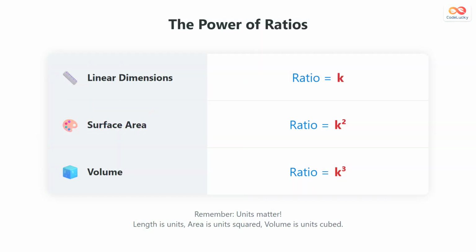Let us recap the 3 relationships. Linear dimensions like height or perimeter follow the ratio k. Area, which is 2-dimensional, follows the ratio k squared. Volume, which is 3-dimensional, follows the ratio k cubed. Remembering these powers, 1, 2, and 3, will help you solve almost any problem involving similar solids.